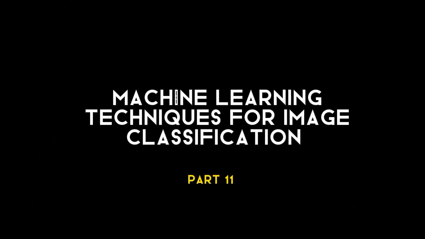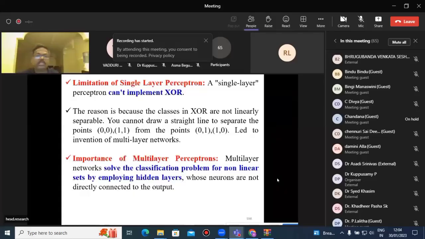Machine learning techniques for image classification. We see the limitations of the single layer perceptron. The reason is that the classes in XOR are not linearly separable. You cannot draw a straight line to separate the points (0,0) and (1,1) from the points (0,1) and (1,0). This led to the invention of multi-layer networks.